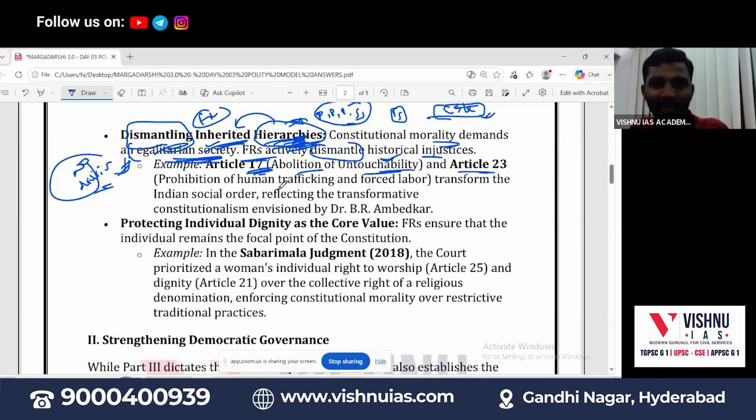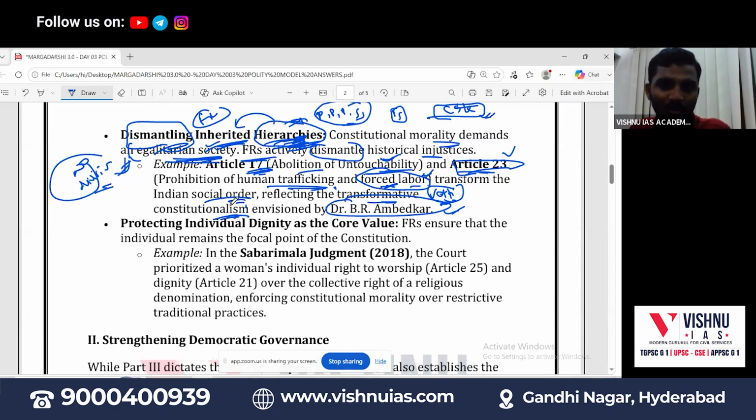Article 23, prohibition of human trafficking and forced labor. Again, this forced labor, the concept of vetti chakiri as we say in Telangana. This concept of vetti is dismantled by what? Article 23. So now everybody has that freedom. Rather than forced labor, everybody can go for whatever work they can do. So this transforms the social order, reflecting the transformative constitutionalism envisioned by Ambedkar. See, I have been using words like transformative constitutionalism.